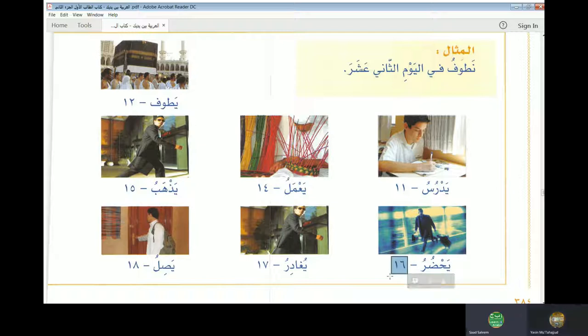السادسة عشرة, sixteenth. السابعة عشرة, seventeenth. الثامنة عشرة, eighteenth. التاسعة عشرة, nineteenth. العشرون, twenty.